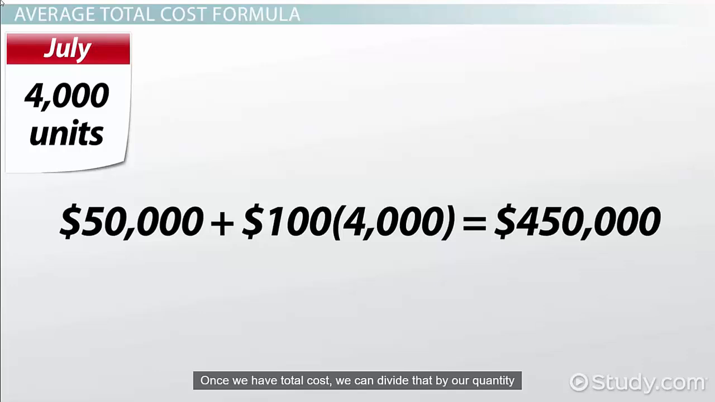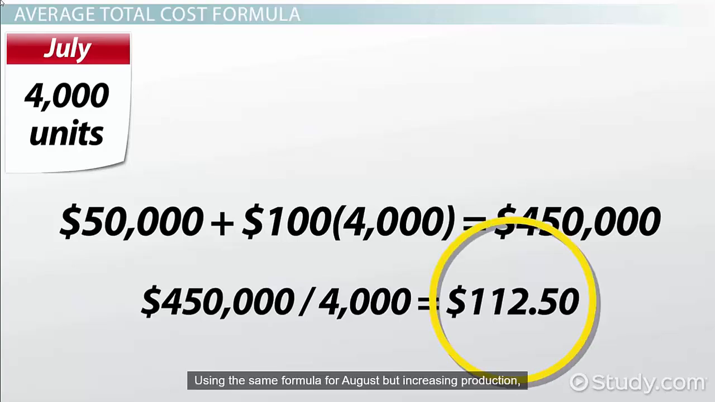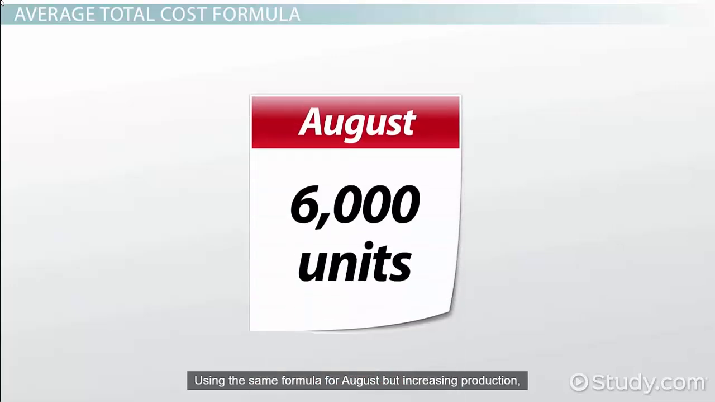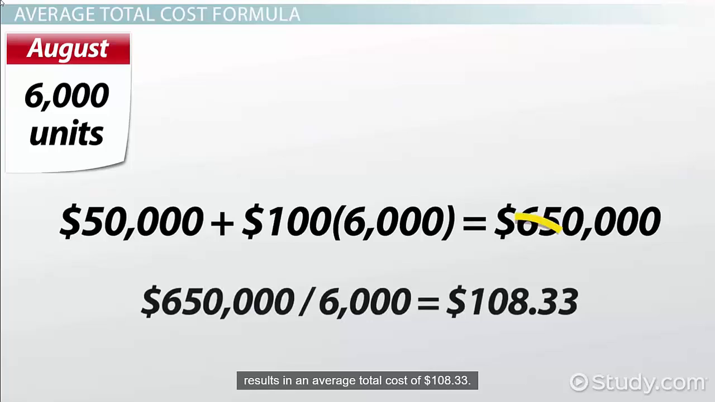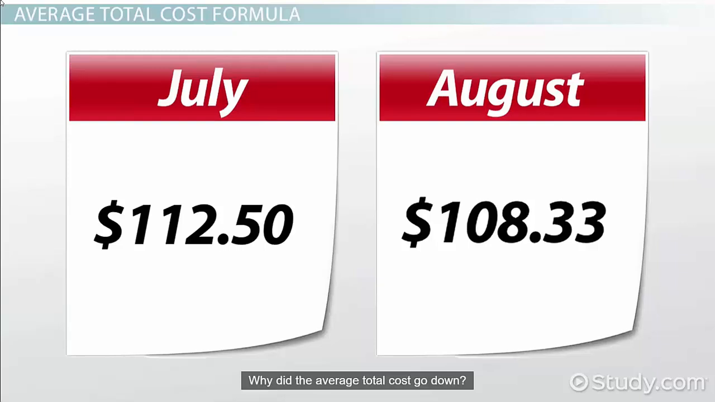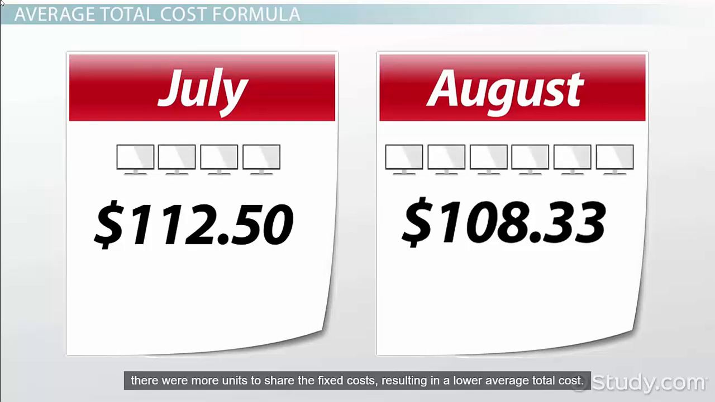Once we have total cost, we can divide that by our quantity produced to get average total cost. For July, $450,000 divided by 4,000 equals $112.50. In July, each monitor produced cost $112.50. Using the same formula for August, but increasing production, results in an average total cost of $108.33. Why did the average total cost go down? While total variable costs increased as production increased, there were more units to share the fixed costs, resulting in a lower average total cost.